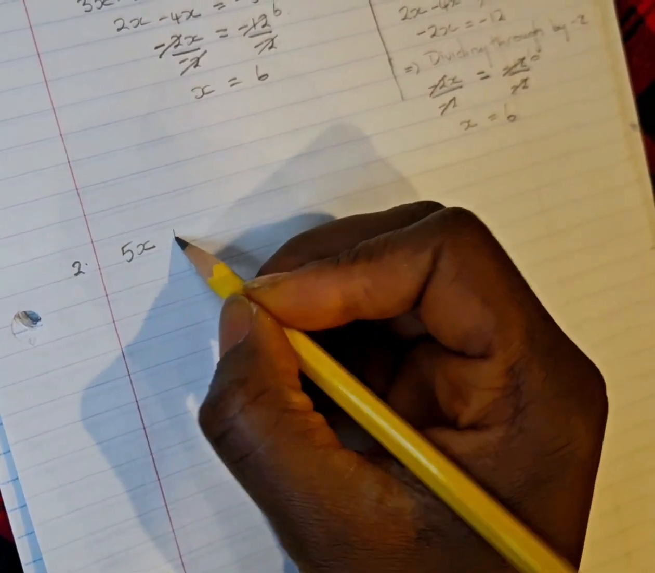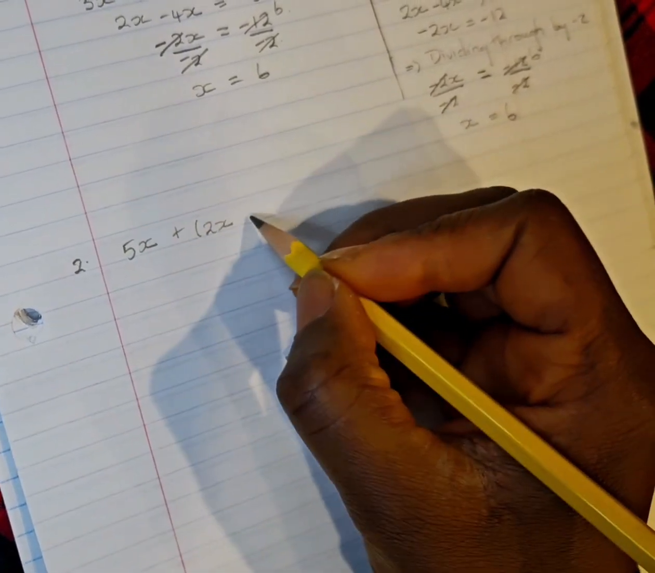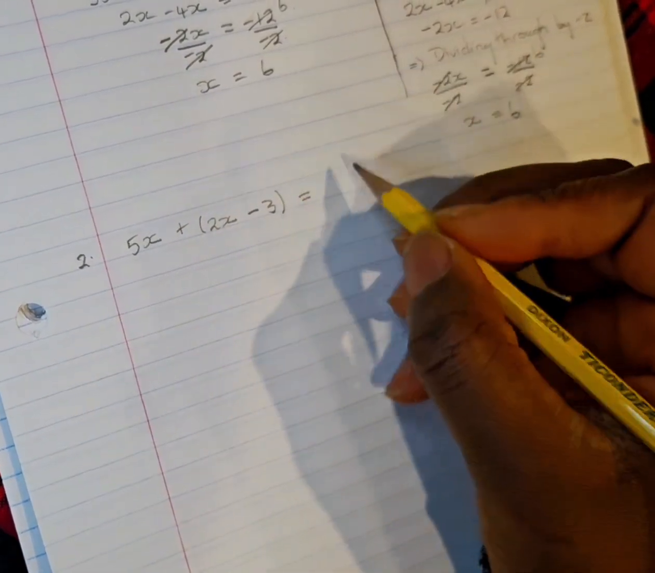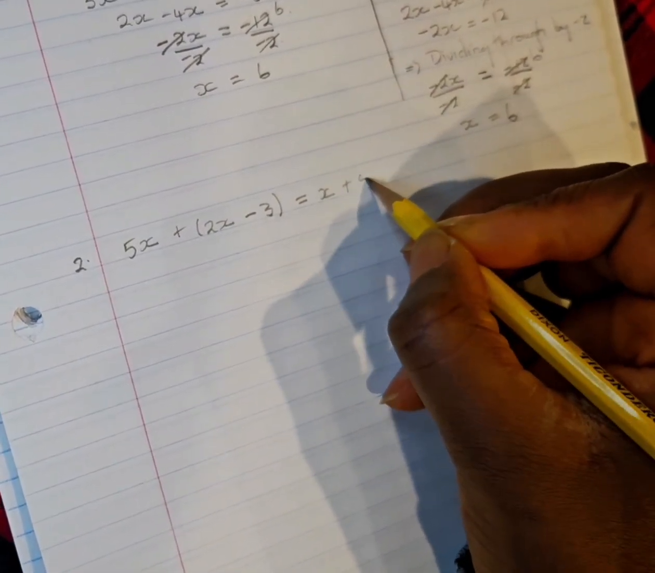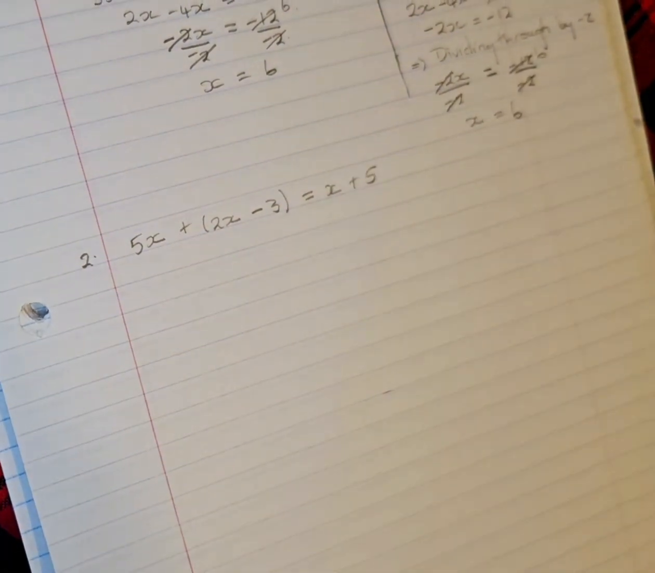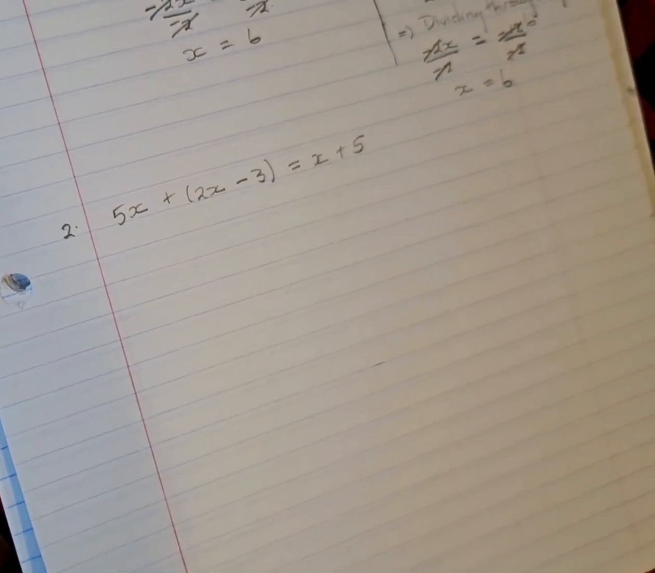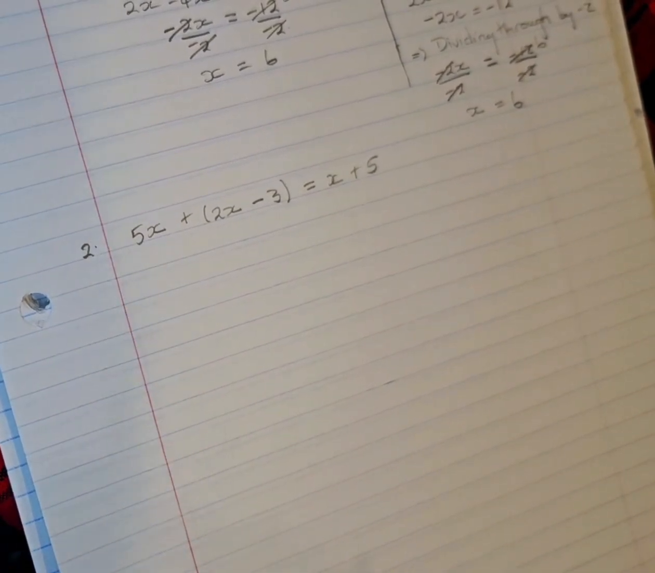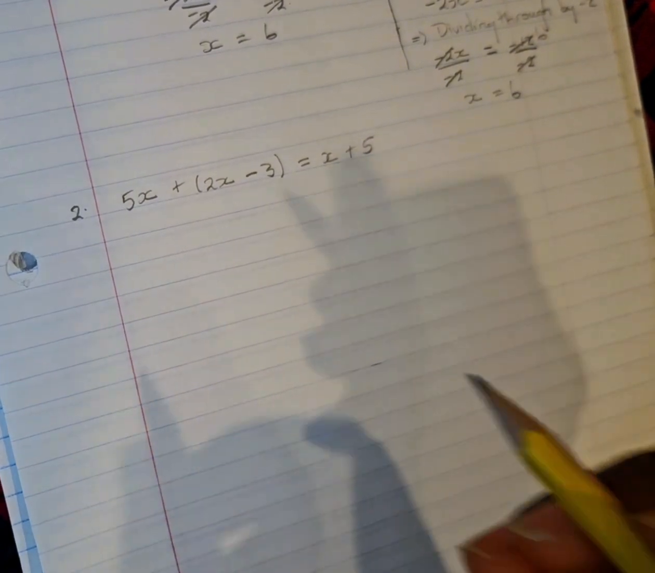5x plus 2x minus 3 equals x plus 5. So you can pause this video, try to solve it, and see if you got the right answer. And then you come and play it back to see whether you got the same thing as I did.